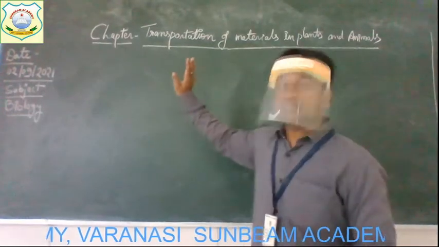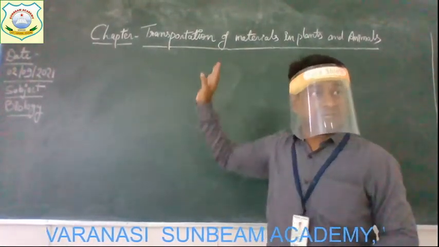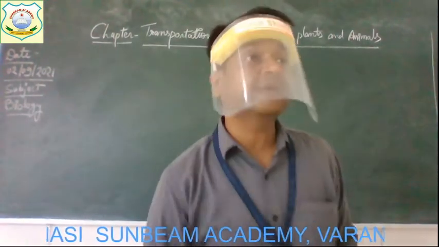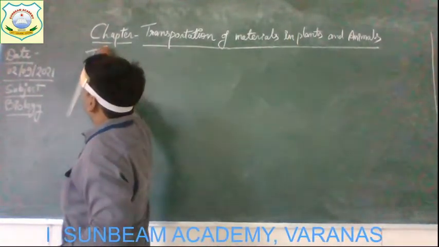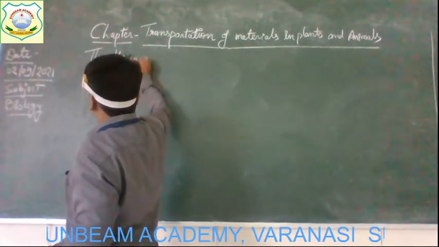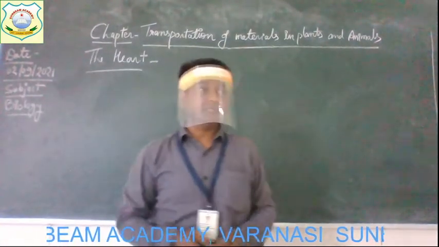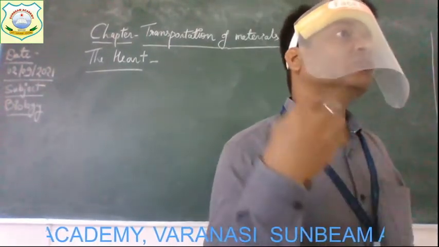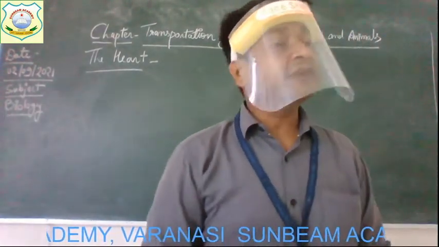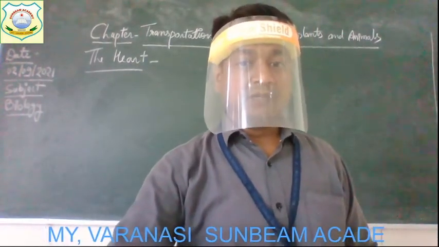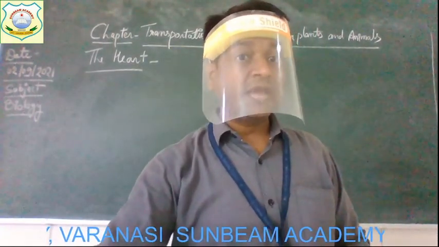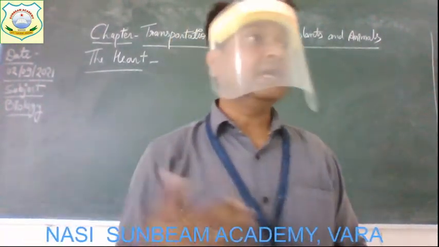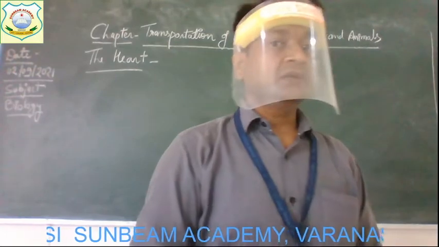We are discussing the chapter transportation of materials in plants and animals. In the previous class we explained about the heart, and with the help of the diagram we discussed how the blood flows in the different chambers of the heart. I hope that you understood about the diagram of the heart and the flow of blood in different parts of the heart.